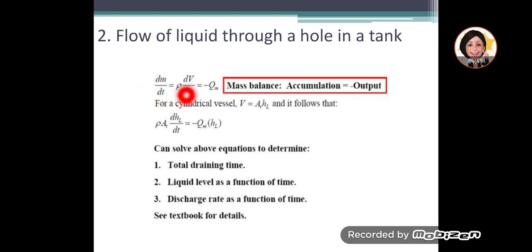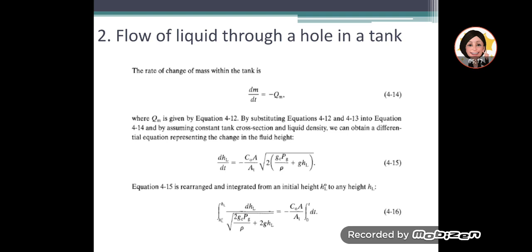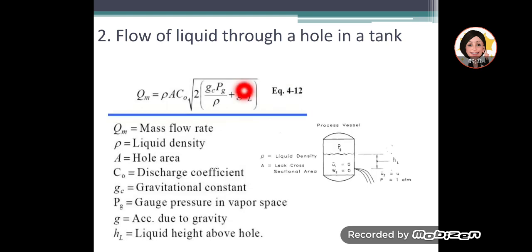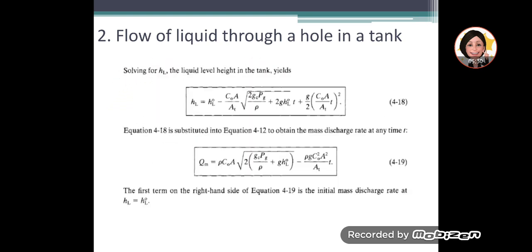And this mass flow rate can be translated into the height of the vessel that contains the liquid which is flowing through a tank. So this equation can actually tell us the liquid level as a function of time and discharge rate as a function of time, which means we can know at different times how much liquid is being discharged and what the height of the tank is. So this equation, when substituted into the mass flow rate equation, this one, we arrive at the first equation, the liquid level height in the tank as a function of time. So for a certain time, we can estimate what the liquid height in the tank is.